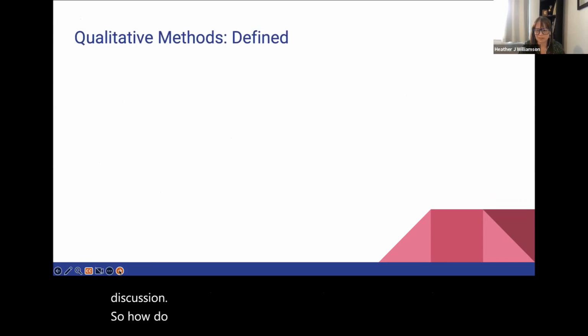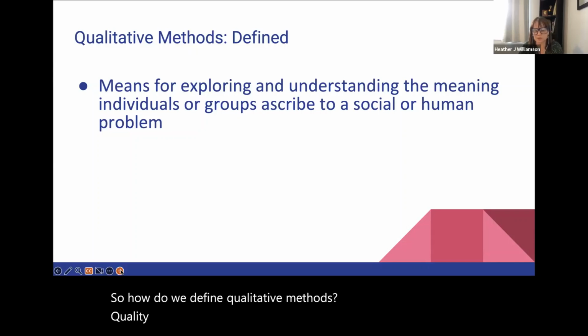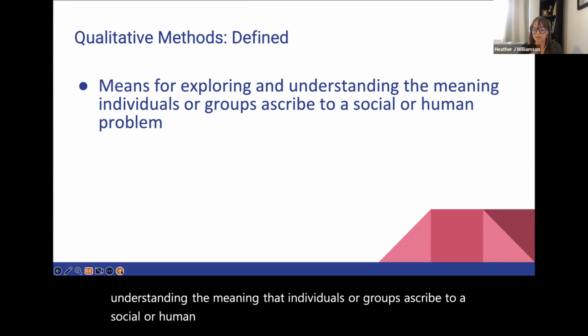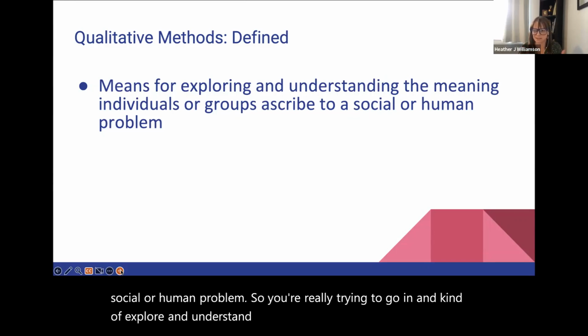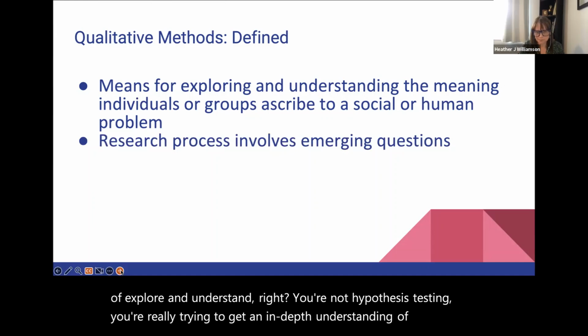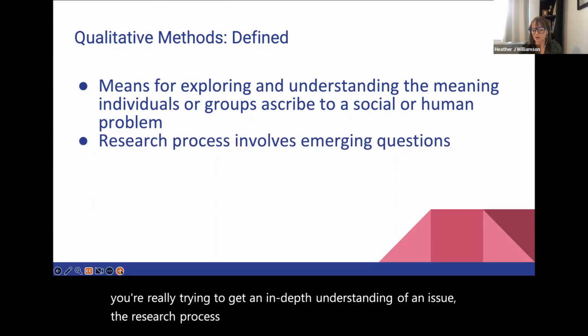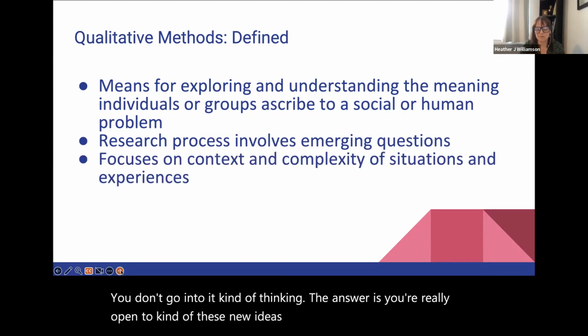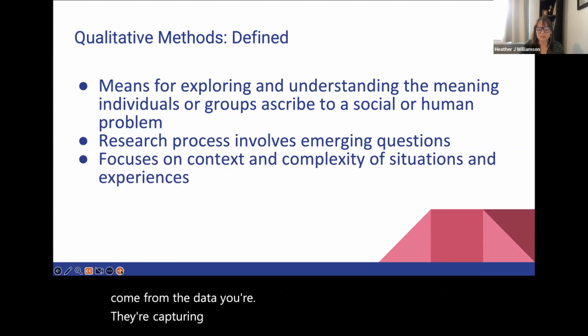So how do we define qualitative methods? Qualitative methods are really a means for exploring and understanding the meaning that individuals or groups ascribe to a social or human problem. So you're really trying to go in and explore and understand, right? You're not hypothesis testing. You're really trying to get an in-depth understanding of an issue. The research process often involves emerging questions and ideas. You don't go into it thinking you already know the answers. You're really open to new ideas and new questions that may come from the data you're capturing. And you're really focused on context and complexity of situations and experiences.